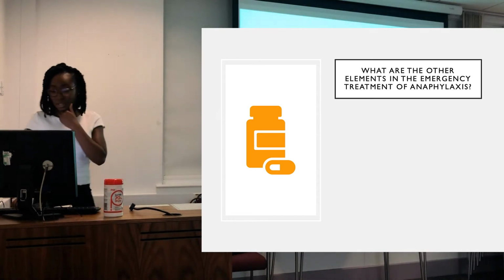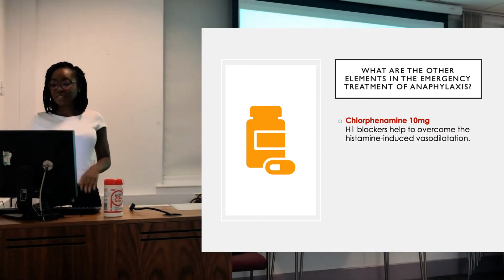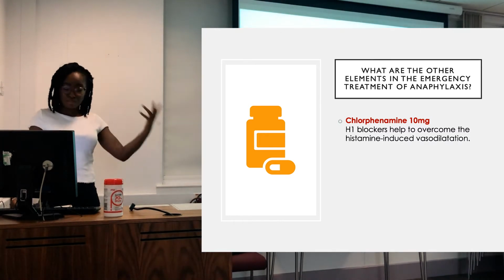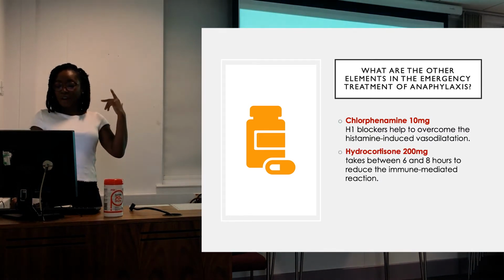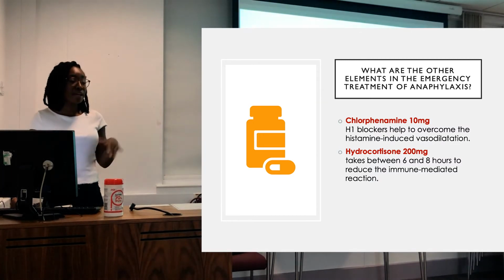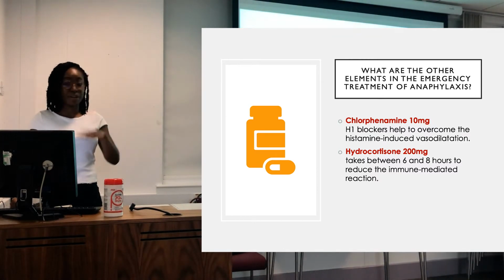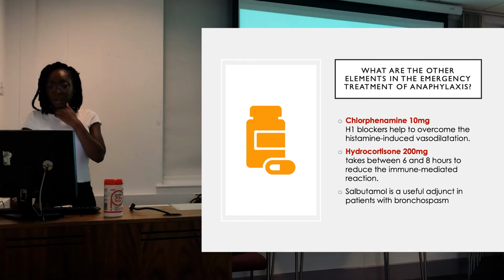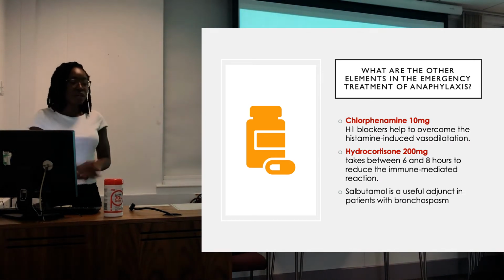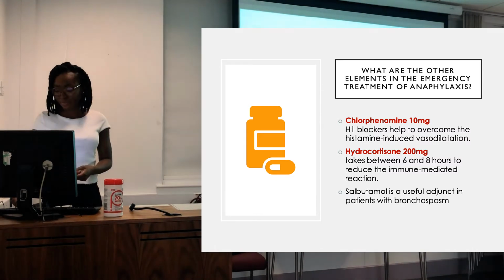So chlorphenamine, 10 milligrams, and that's an H1 antagonist, so that will overcome the histamine-induced vasodilatation and bronchoconstriction. And hydrocortisone, 200 milligrams. Although it takes a long time to work, it's really important that you give it as soon as possible so that it can have its effects and prevent the biphasic response. And also you can give salbutamol just as an adjunct. It doesn't actually reverse the anaphylaxis, but it can help with patients that have severe bronchospasm.